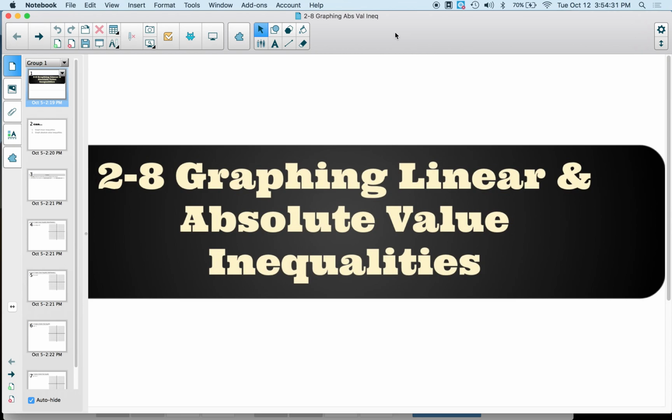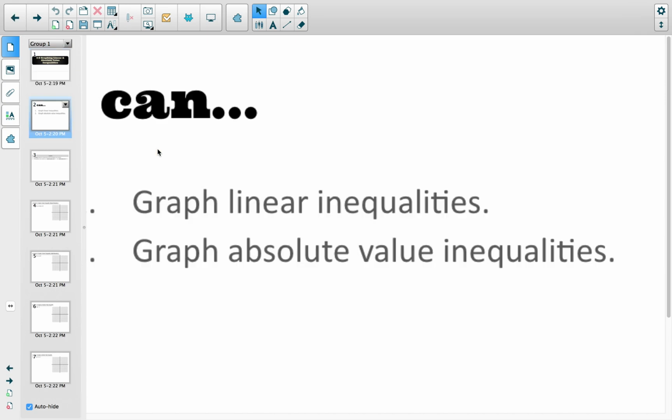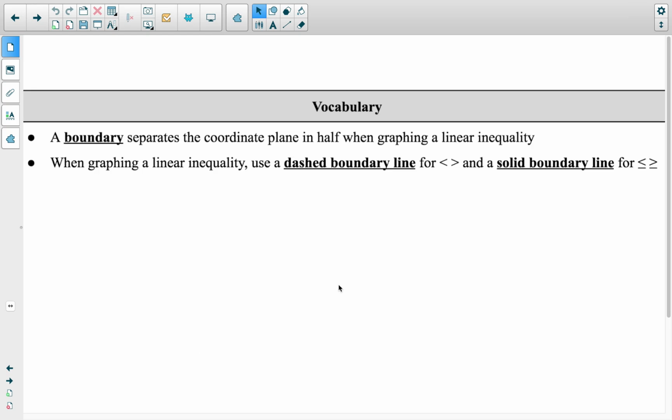This is 2.8, all about graphing linear and absolute value inequalities. Follow along with me on page 17. So we're going to be able to graph linear inequalities and graph absolute value inequalities. So some vocab to get out of the way. A boundary separates the coordinate plane in half when we're graphing inequalities. And because absolute value functions are linear-like, that is why these two topics are paired together.